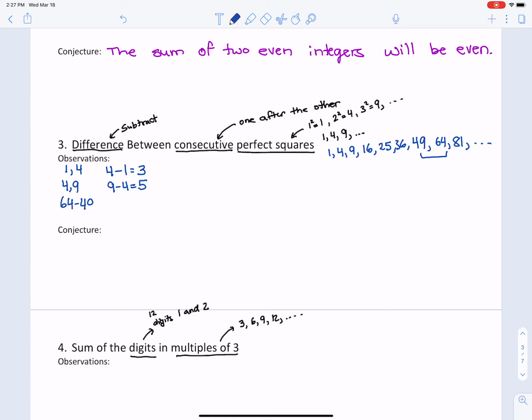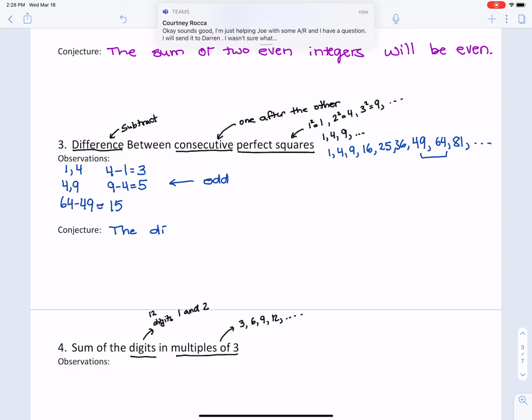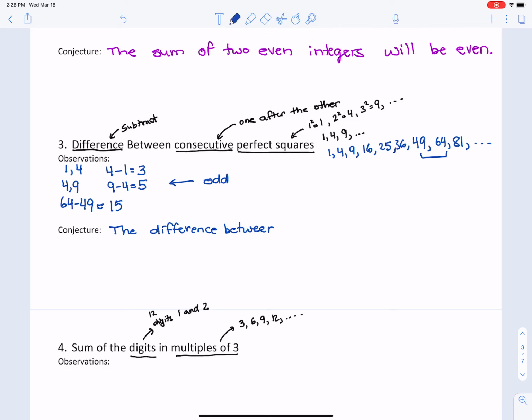64 minus 49. Let's work that out. 64 minus 49 is 15. So what am I noticing about the difference between two perfect squares? I might notice that these numbers are odd. Okay, so I'm going to write the difference between consecutive perfect squares will be odd.